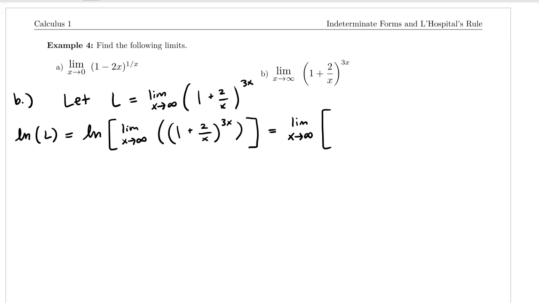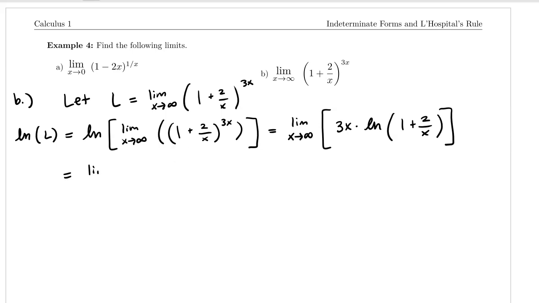I'm just going to apply the power rule now. So I have 3x times the natural log of 1 plus 2 over x. If I used direct substitution at this point, we wouldn't end up getting one of the indeterminate forms that we are looking for, because again, we are searching for 0 over 0 or infinity over infinity.